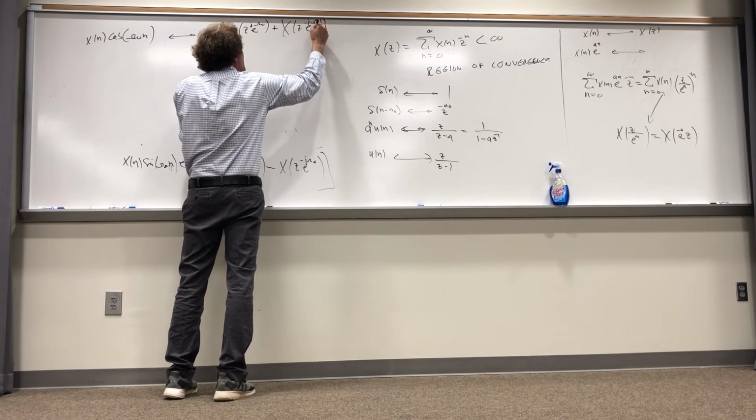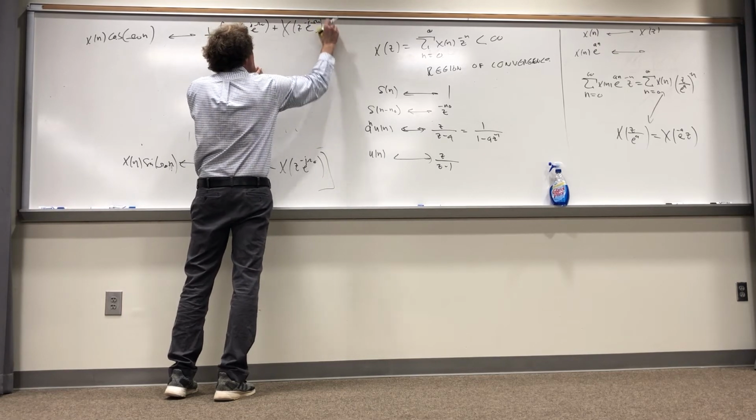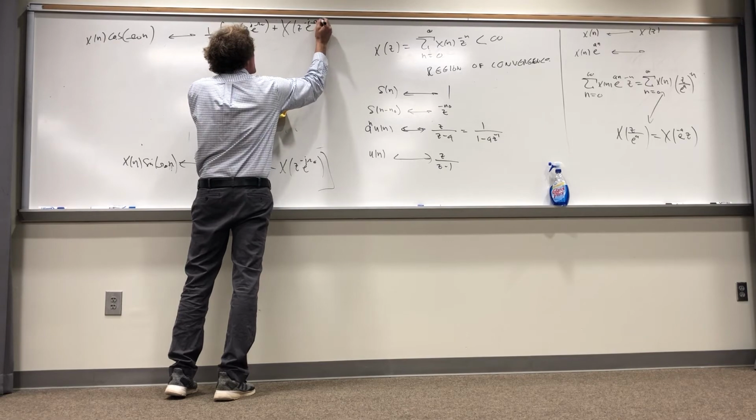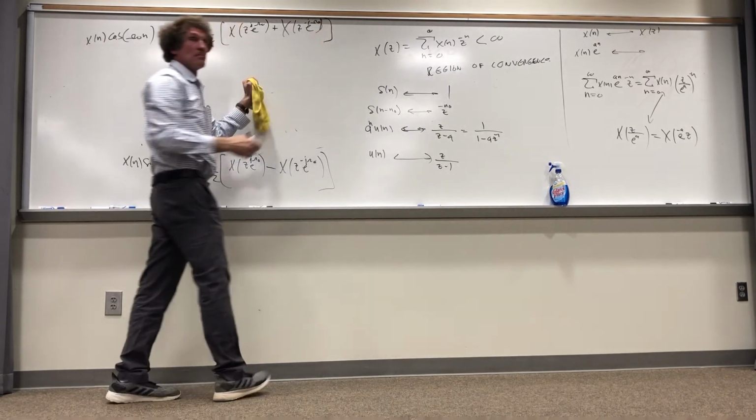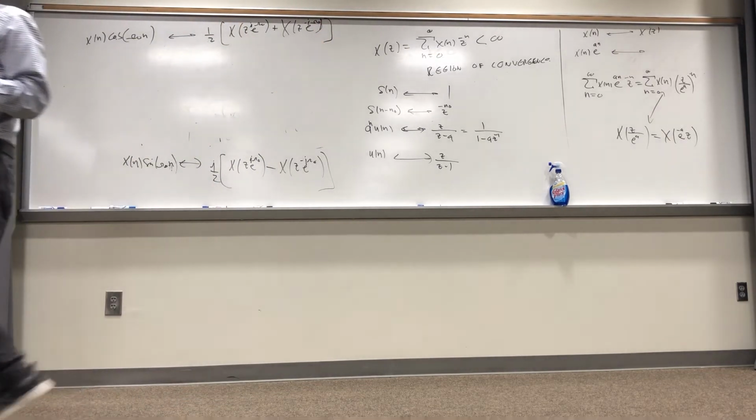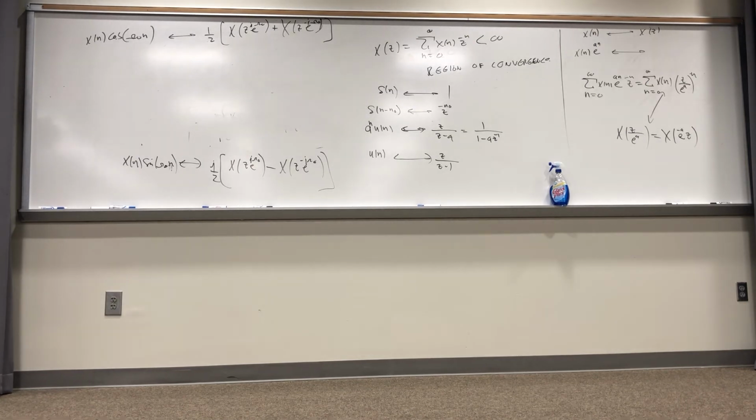Does anybody have your book here? Can you look and see if he has these in the z transform properties? He does not. Please write these down. They're extremely valuable, and you'll need to know them. They make things a lot easier, knowing this property.